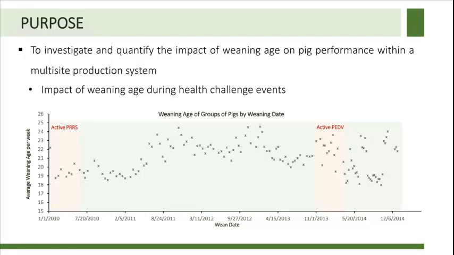We had some variation in the weaning age, and we also had 2 health events. We had active PRRS at the beginning of 2010, and we had active PED by the time most people were being challenged by PED, around 2014. So, having those 2 situations, we decided to analyze what the weaning age impact is during those health challenge conditions.